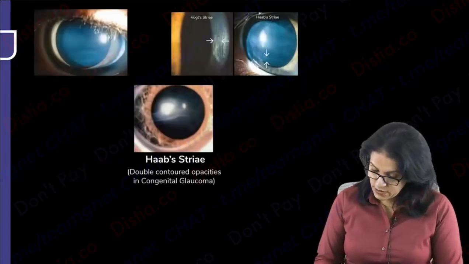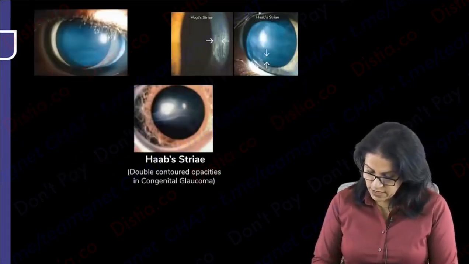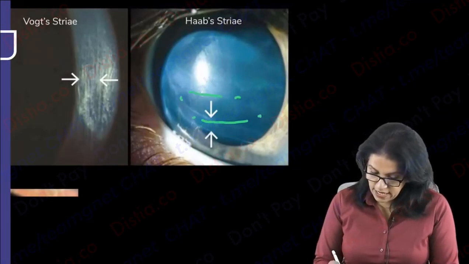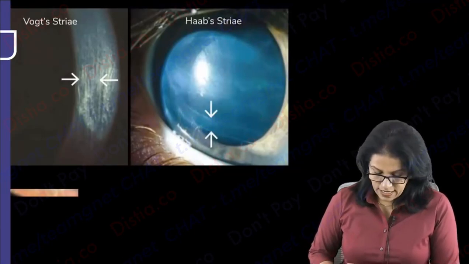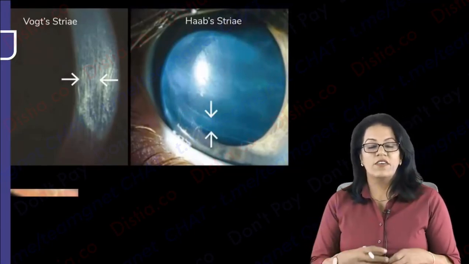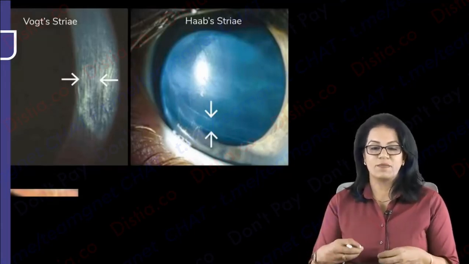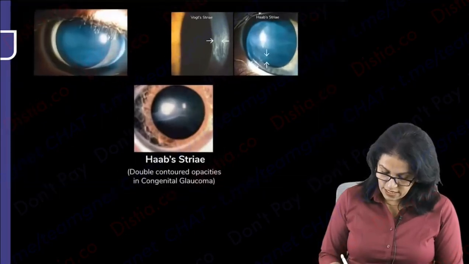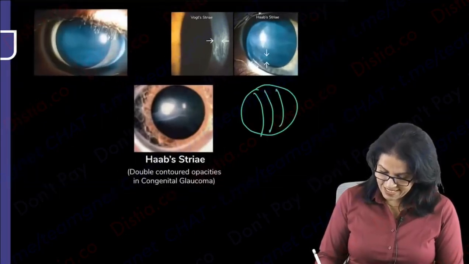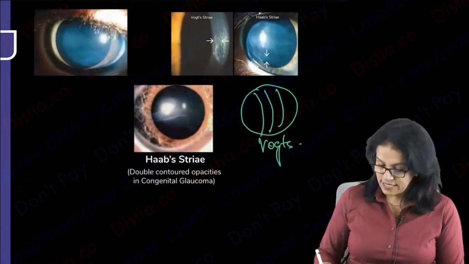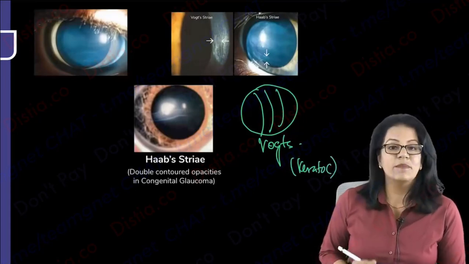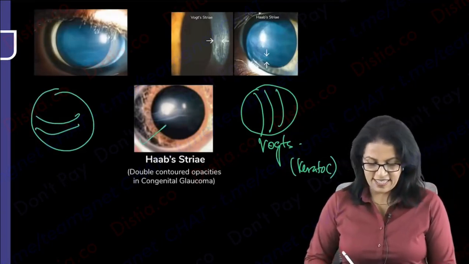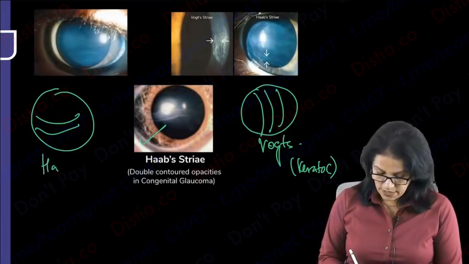And look here, so this is what is Haab's striae. Haab's striae, can you see these horizontal lines here? All this is Haab's striae. What is Vogt's striae? We will learn in cornea, where in patients of keratoconus there is a break in the Descemet's membrane. So both are breaks in Descemet's membrane, but please remember, very interesting point here. Vogt's is generally seen parallel to the steeper axis. This is Vogt's. Make the diagram, all of you. This is seen in keratoconus. And what is Haab's striae? Haab's striae is generally either circular or horizontal like this, as you see in this case. Okay, so these are Haab's striae.